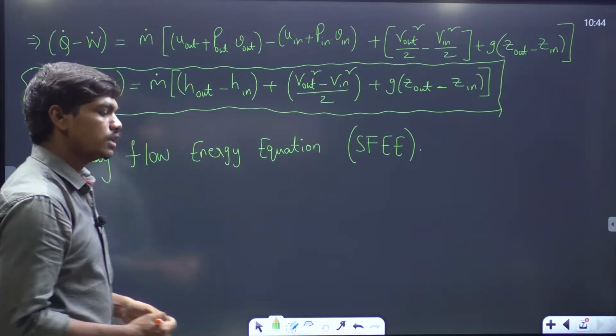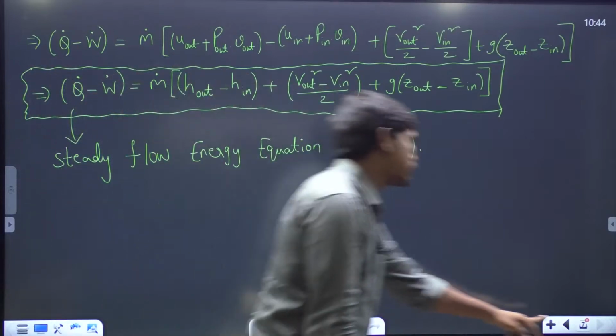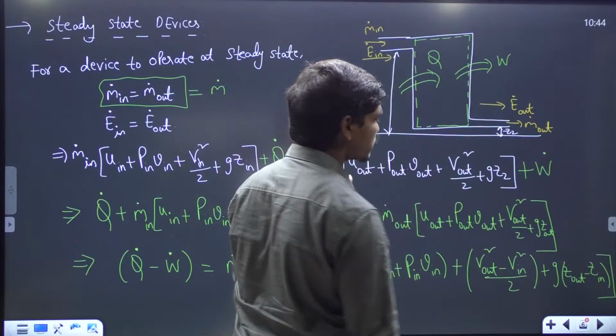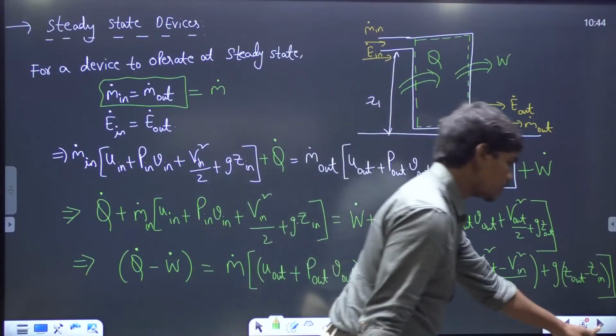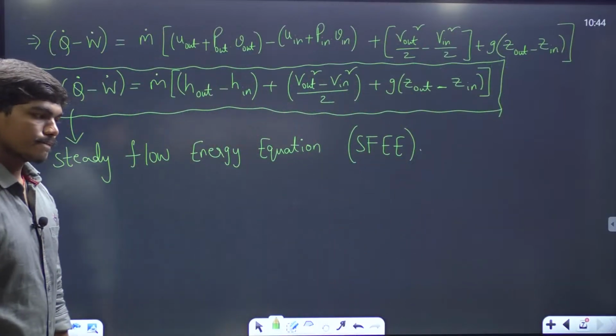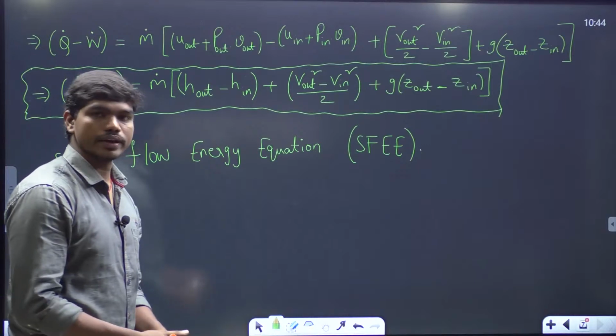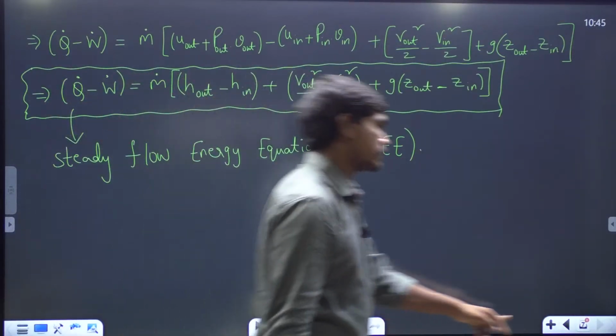Now we'll see different applications involving all these devices. Did you all understand how this equation is formulated? If that's fine, then we'll go for the next part. This is basically the derivation of the steady flow energy equation, which is very simple. There are no issues in this. So now, shall we go for applications of steady flow devices?